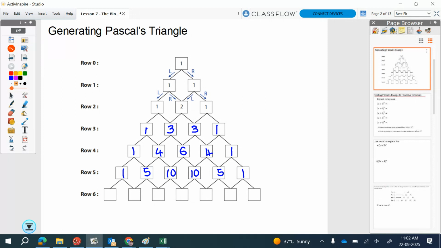Okay, so the 6th row. What are we going to get in the 6th row? 1, 6, 15, 20, 15, 6, 1. Alright, so this is how we can generate it.